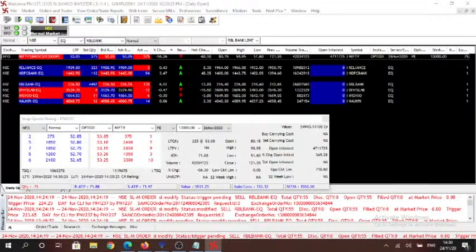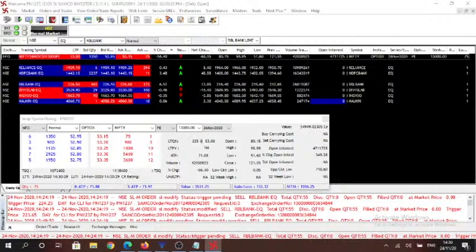So now we are going towards the new lows in puts, 51.6. Let's see if it breaks the lows now.